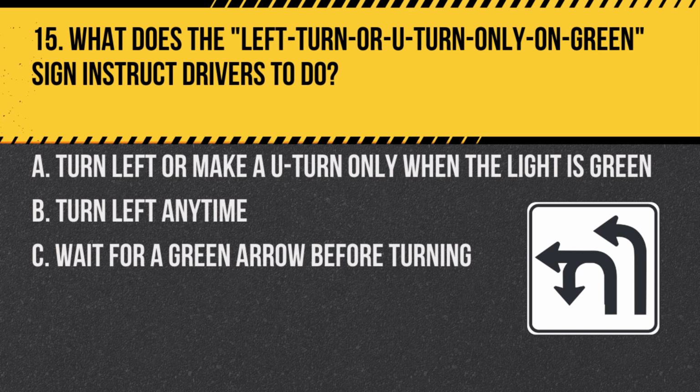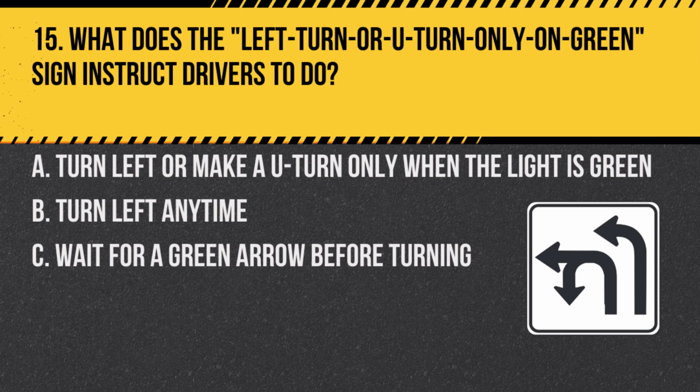Question 15. What does the left turn or U-turn only on green sign instruct drivers to do? A. Turn left or make a U-turn only when the light is green. B. Turn left anytime. C. Wait for a green arrow before turning.